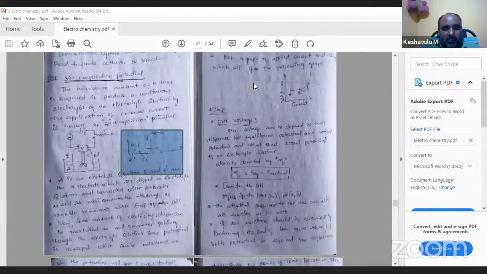So what does it indicate, the experimental setup? This is the experimental setup in which, by the application of external current, a change in voltage may occur, right? So just see here, A is an electrolyte solution. In this electrolyte solution, we dip two electrodes, that is E and E dash, right?